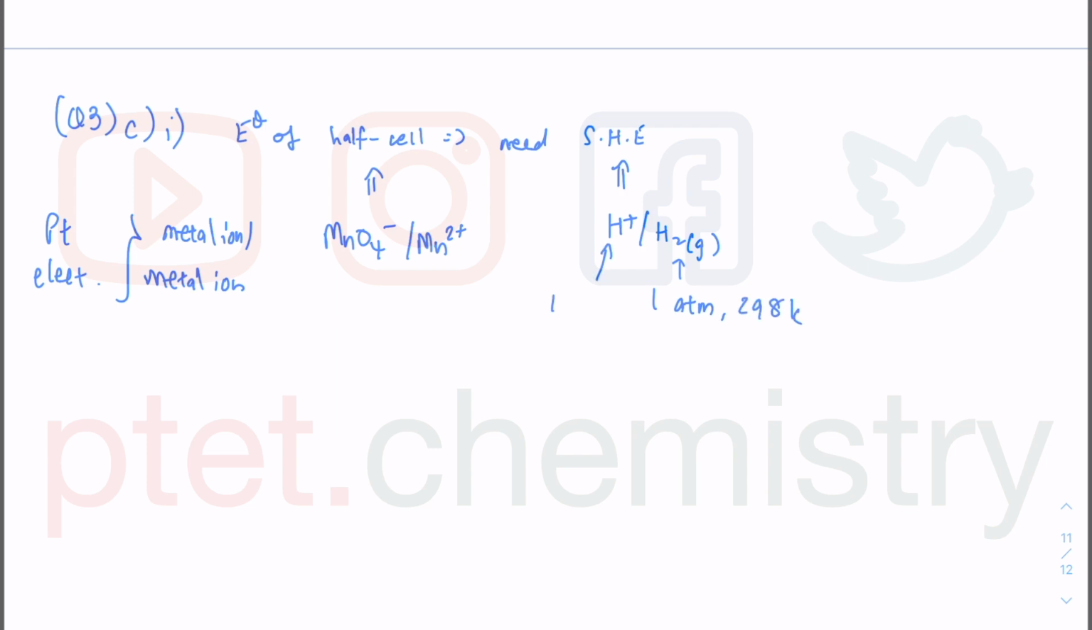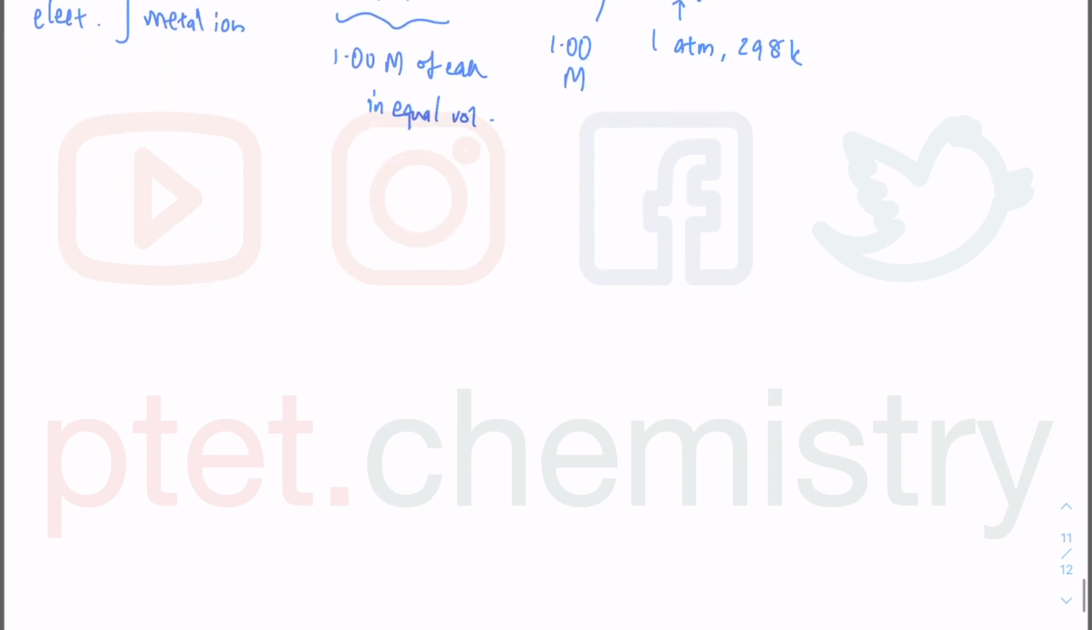This is a solution, so 1.00 mole per dm cube. These are solutions, so 1.00 mole per dm cube of each, in equal volume. So they are already in equal concentration, so you want to have equal volume. Okay, so we also need a high resistance voltmeter, obviously. So let's get started with drawing this setup.